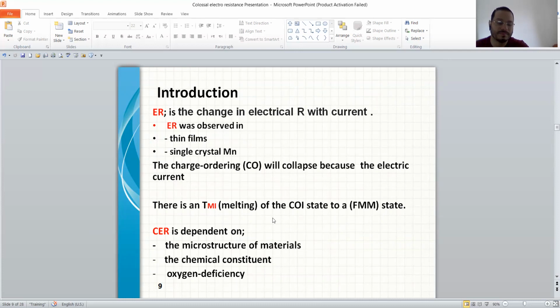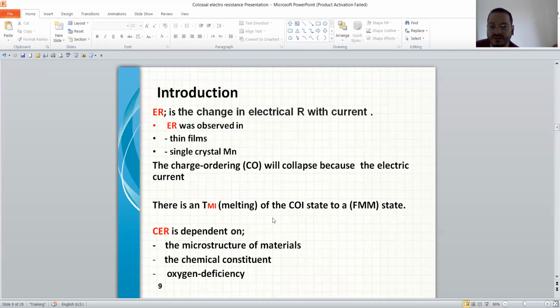Let's take a brief, simple definition of what electric resistance is. It is the change in electrical resistance with current. The short form is ER, electronic resistance, taking the first letter from each word. Electrical resistance was observed in thin film and single crystal manganites.